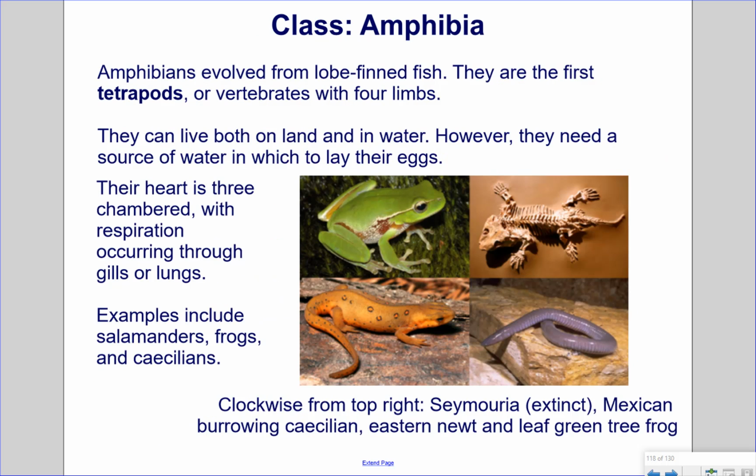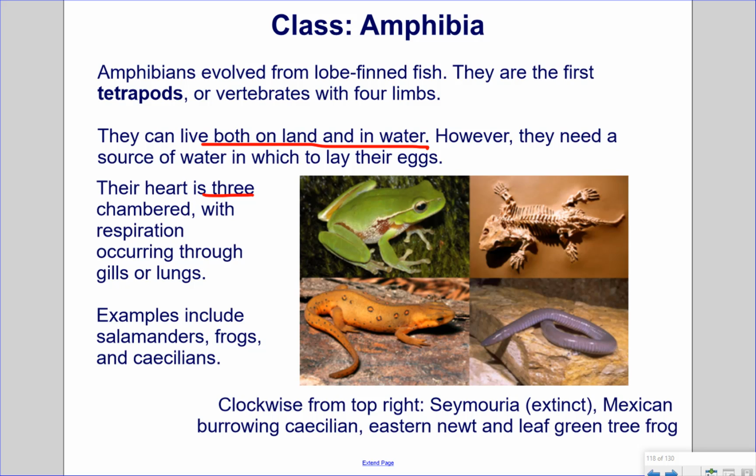Class Amphibia. Amphibians evolved from lobe-finned fish. They are the first tetrapods, or vertebrates with 4 limbs. They can live both on land and in water. However, they need a source of water in which to lay their eggs.